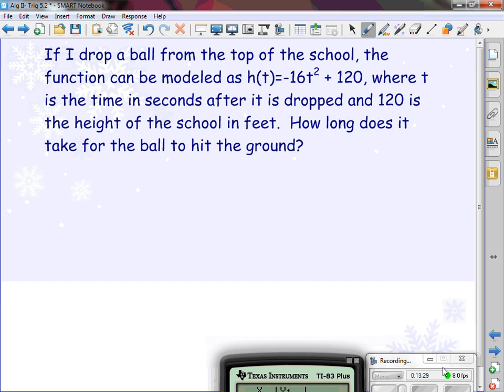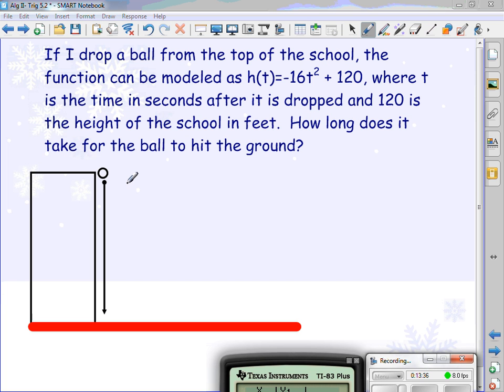Write this problem down. So you have the ball. From the top of the school, it is just dropped. It's not thrown, anything. It's just taken from the top of the building and dropped. It falls 120 feet. I want to know, how long does it take the ball to hit the ground? I have this function. H of t is talking about the height.